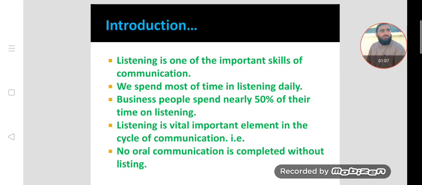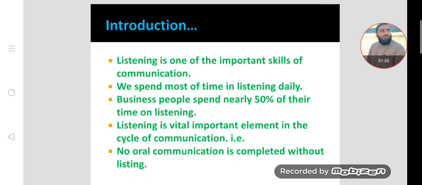Introduction. Listening is one of the important skills of communication. We know that through listening, we are participating in certain activities, and we spend most of our time listening on a daily basis. Business people spend nearly 50% of their time on listening. They listen to others while dealing with others.